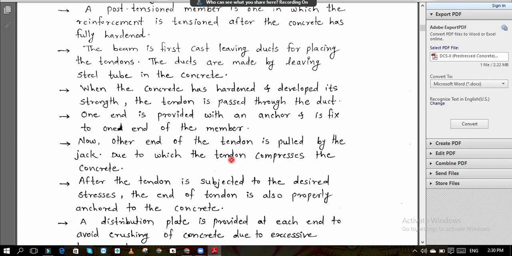Due to this jack assembly, tensile force is there, so due to tension, elongation will be there in the steel. After you remove all the load, if that force is within the elastic limit, then steel is a ductile material, it will try to regain its original shape and size. Firstly it is elongated, now when you remove that tensile force it will start contracting, and during that contraction it will pass the stress to the concrete.